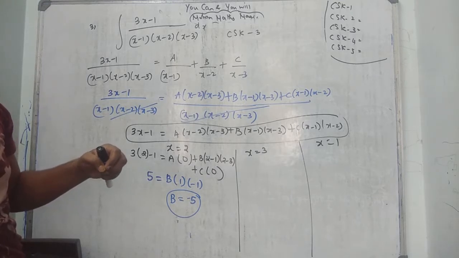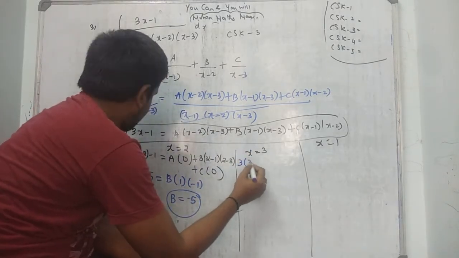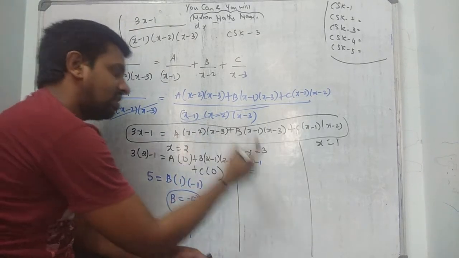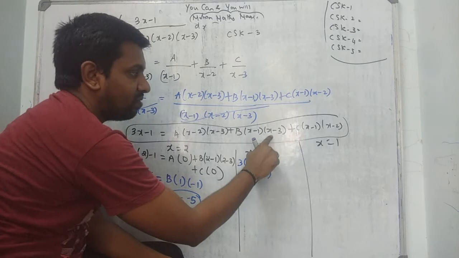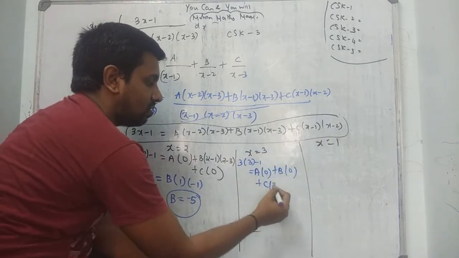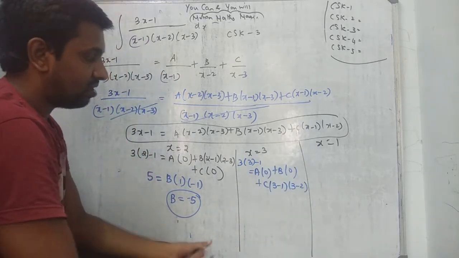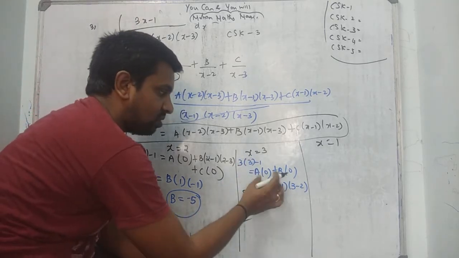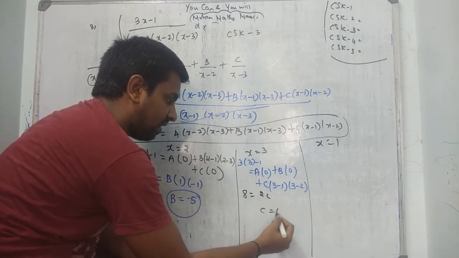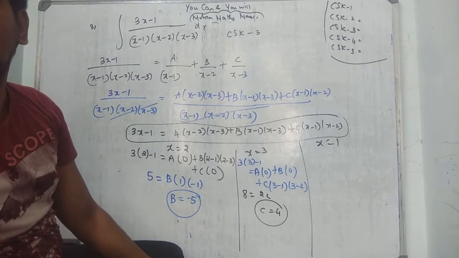It is a b value, yes, correct. Next, x equal to 3 on both sides. So 3 times 3 minus 1 equal to, if I put x equal to 3, 3 minus 3 is 0, 0 into anything is 0. So a into 0, b into 0, and c into 3 minus 1, 3 minus 2. Therefore finally I got 3 into 3, 9 minus 1, 8 equal to 0 plus 0 plus 2c. I got c value 4. Make correct, I am going in the right path.